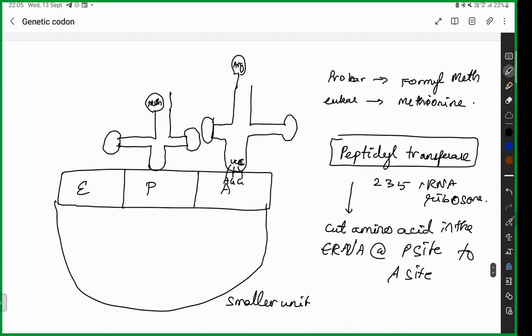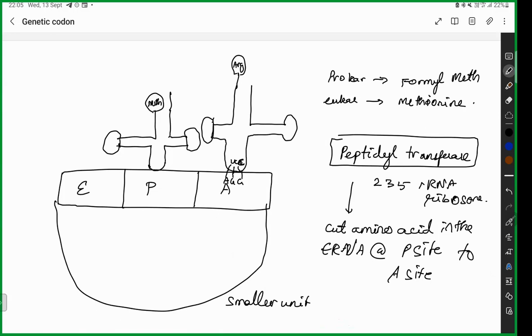So now see here you have the A, P, E sites. Once you have formyl methionine or methionine present in your P site, the A site gets a new one. Let me give an example, arginine. Arginine's codon is AGG, and the similar anticodon you have is UCC. So they have come and attached at this particular site.